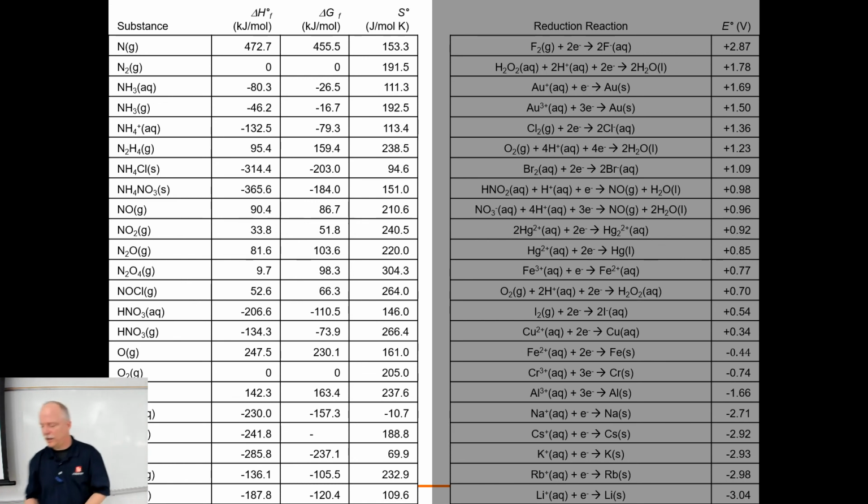And so you can see that on these rows that have pure elements like oxygen, O2, 0, 0, and 205. So the 205 is the standard entropy for the oxygen. Also notice that O atom is not 0. And it's positive, so it's way uphill from O2. So it takes that many joules to break apart an O2 molecule.